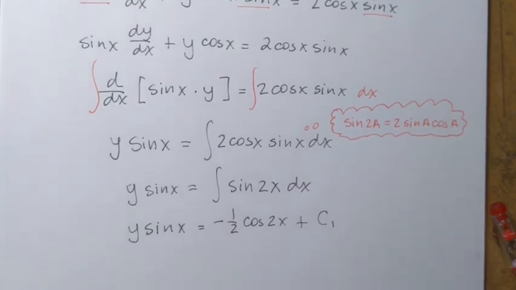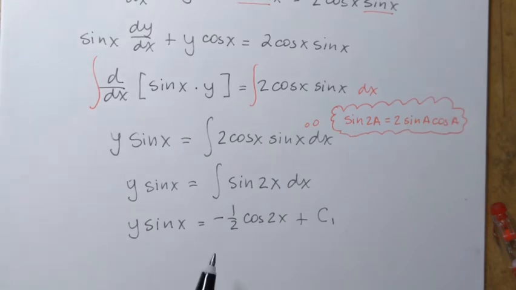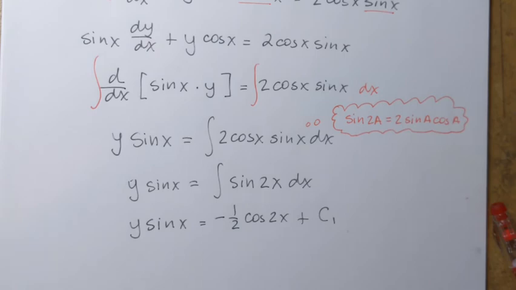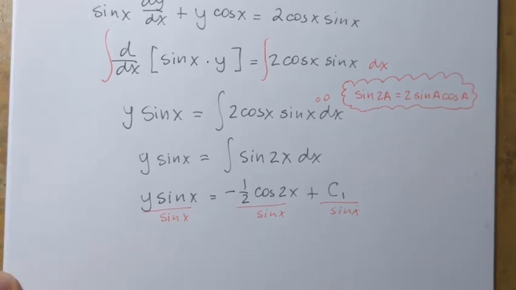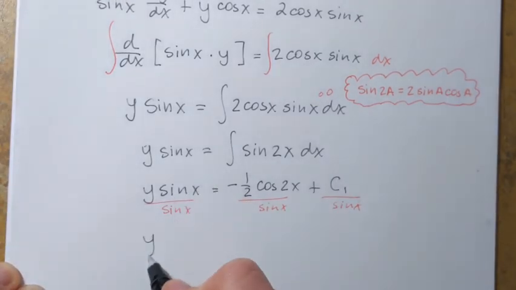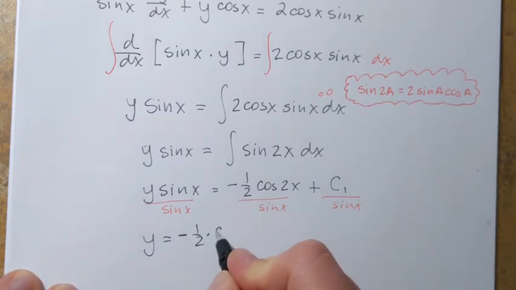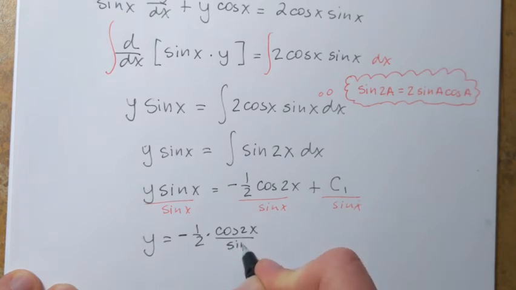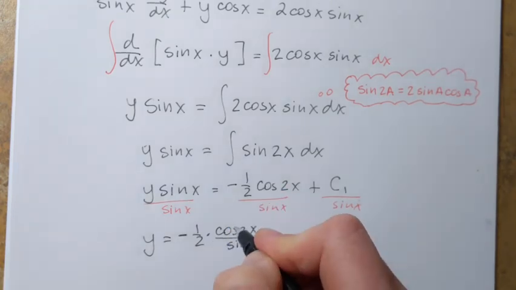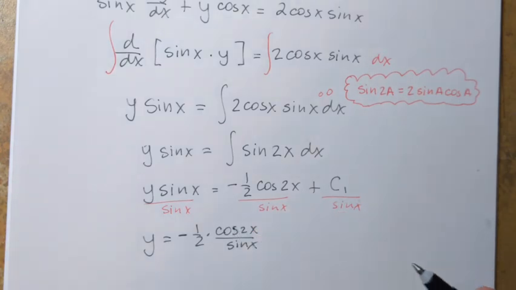If we want to put it in the explicit form, we would need to get y by itself, right? Leaving it in this form is fine, but let's see what we can do to put it in the explicit form. To get y by itself, I would have to divide by sine of x, so that now the left-hand side is just y. The right-hand side is negative 1/2 times cosine of 2x over sine x. We'll see if we can simplify that using some trigonometric identities.